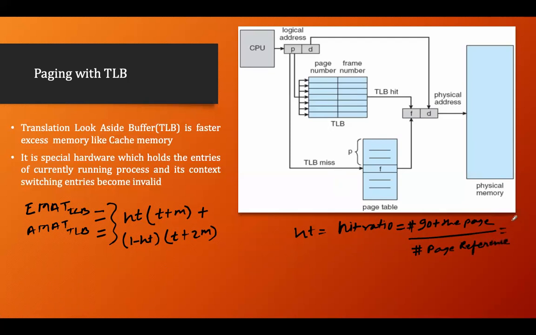So let's say if 9 times I am getting the page out of 10, so what will it be? Hit ratio is 90%, right? Or you can say 0.9. So if you assume that the hit ratio is 90%, what is the effective memory access time? In the TLB, it will be calculated as 0.9 of T plus M.